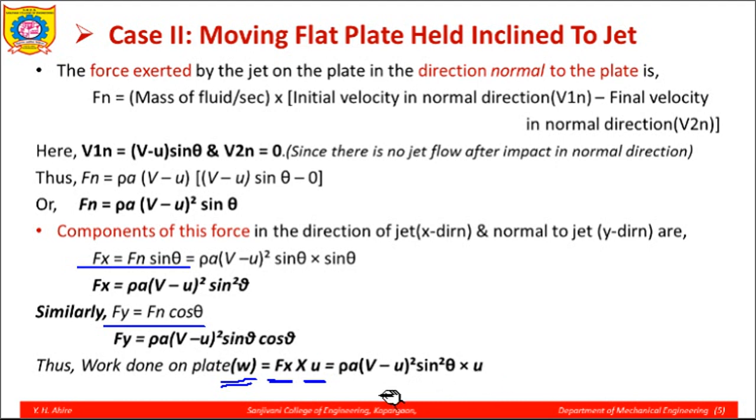Please note, we don't take the Fy component to calculate the rate of work done by the jet on the plate. Why is Fy not considered? Because the plate doesn't have a motion in the y direction, it has a motion in the x direction. So that's why the Fx component is taken. The unit of this equation will be Newton into meter per second, so it is Newton meter per second. So it is nothing but the rate of work done. Okay. Thank you.